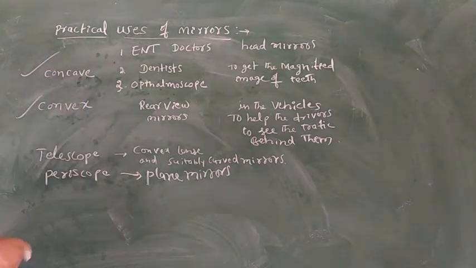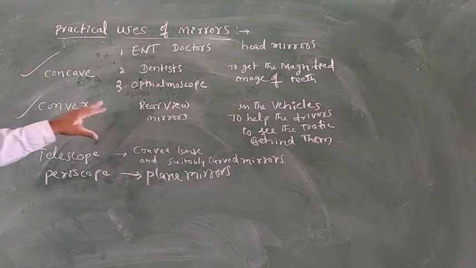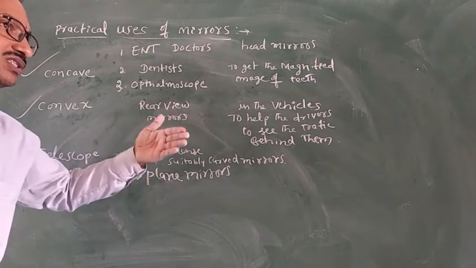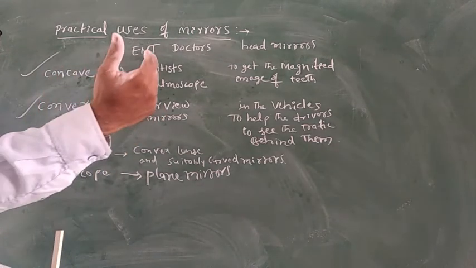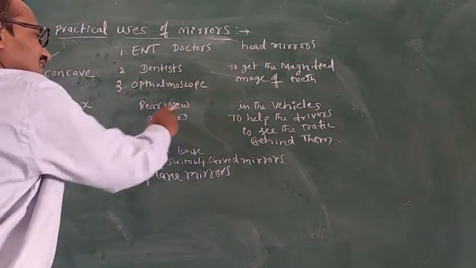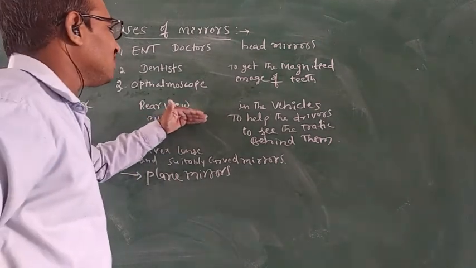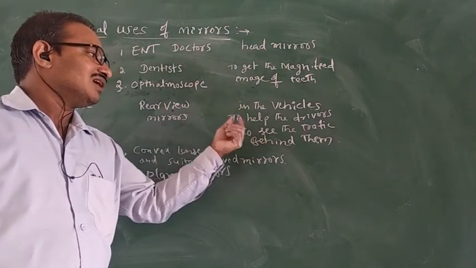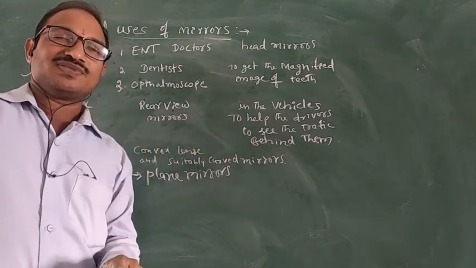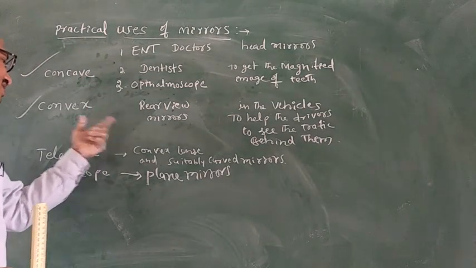What about the convex mirror? The convex mirror is called the safety mirror. At the junctions of roads they keep convex mirrors. Even in vehicles, scooters, cars and lorries, you can see the rear view mirror, just near the driver. What is the use of rear view mirrors? Rear view mirrors in vehicles help drivers to see the traffic behind them.